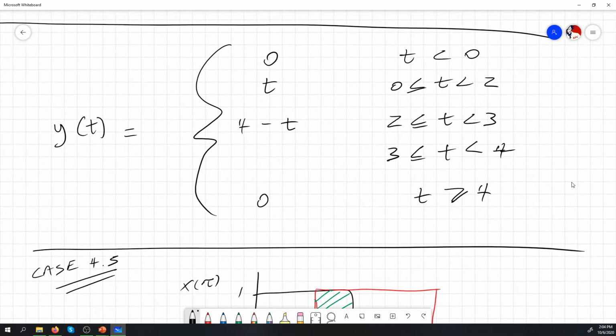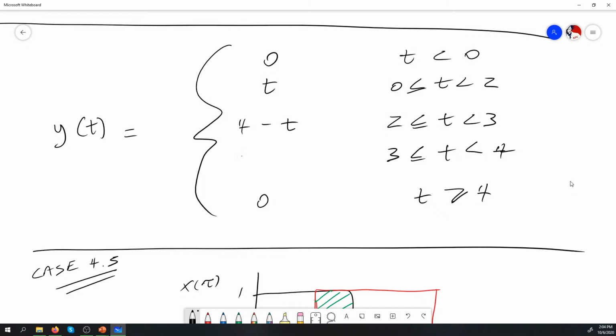So we get 4 minus t here as well for that time range of 3 less than or equal to t less than 4. And because we have the same equation here accordingly, we just combine these two time ranges here. It was less than 4. Just switch this here. 2 less than or equal to t, less than 4.